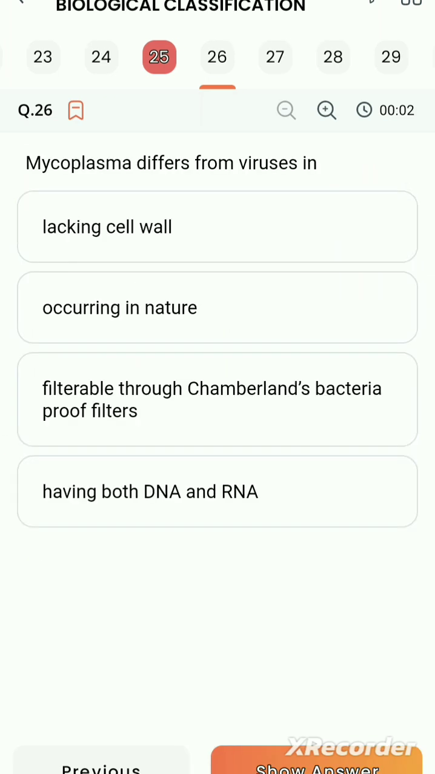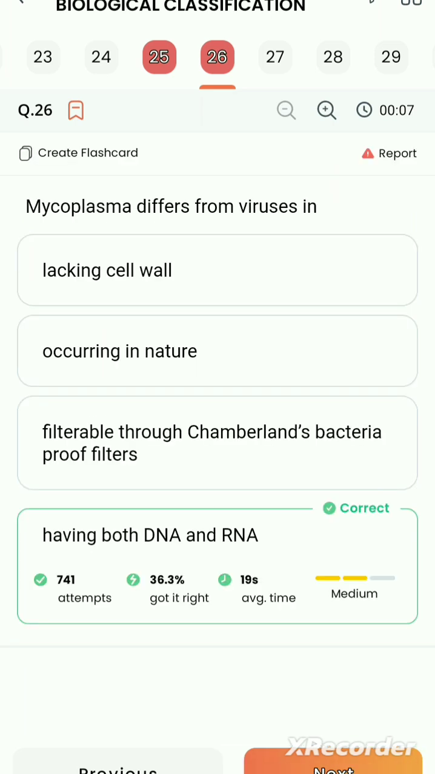Next question, mycoplasma differs from viruses in. So how will it differ from the viruses? Because it has both DNA and RNA. Mycoplasma differs from the viruses in this category.